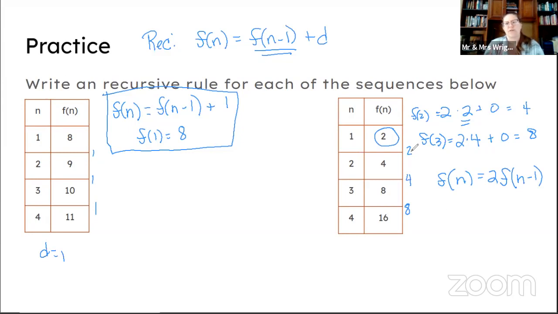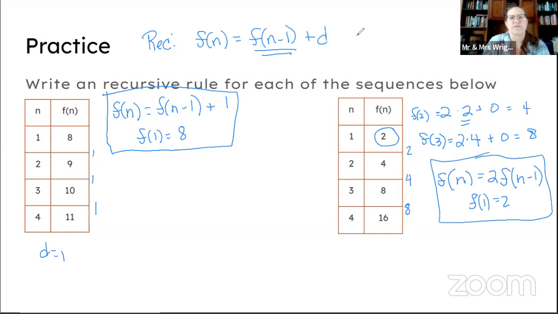And you can see how our difference increased in an orderly pattern for us to be able to determine that. Now, with a recursive formula, you also have to include a term in there. So f of 1 equals 2. And that is our recursive formula.